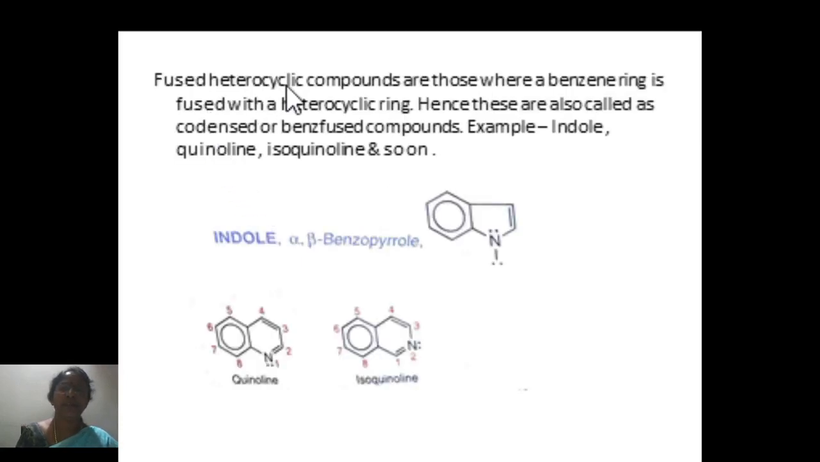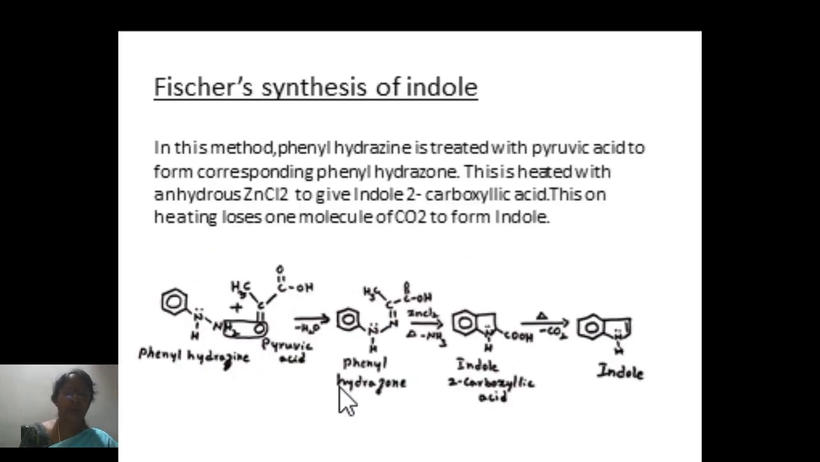Coming to fused heterocyclic compounds, these are the compounds containing two rings which are fused with one another. Here you can see benzene ring is fused with pyrrole or pyridine. So therefore these are also called as benz fused compounds or condensed heterocyclic compounds. The important examples include indole, which is also called as benzopyrrole, quinoline and isoquinoline.